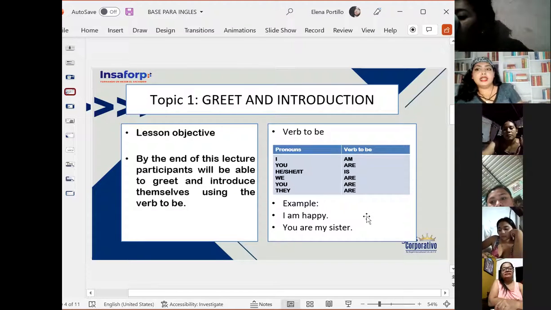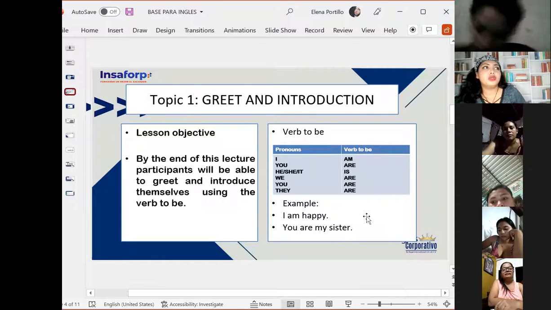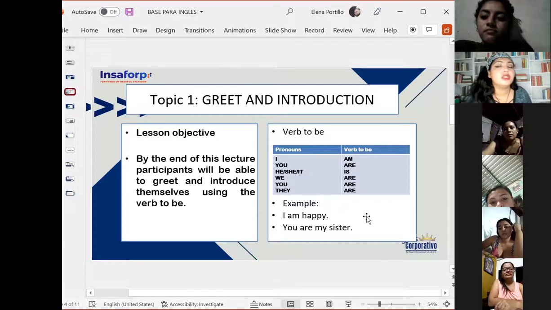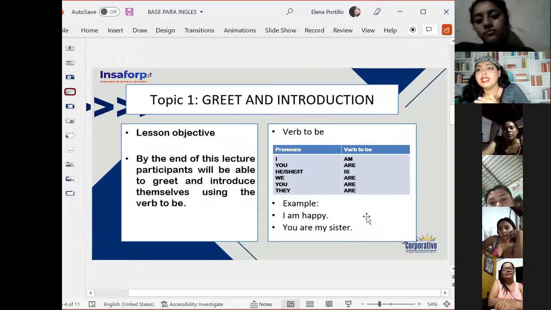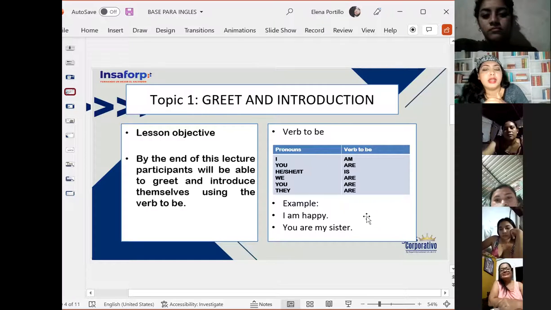It is like... This is something very basic that we need to manage even with closed eyes. It is like something that we need to learn, yes or yes. Es algo que tenemos que aprender sí o sí. En este caso, es algo que tenemos que manejar bastante bien, lo que es el uso del verbo to be.